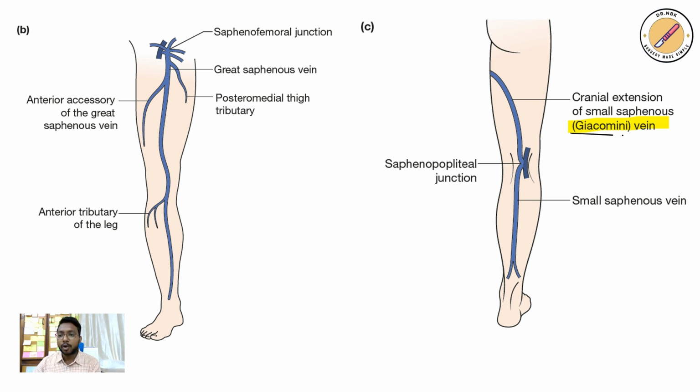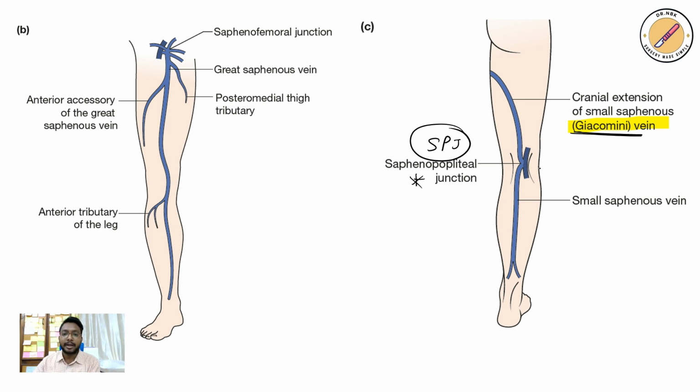Okay. Now, there are two important named veins we need to remember here. One is called Giacometti vein, which is nothing but cranial extension of small saphenous vein. Normally, great saphenous vein will terminate at the level of saphenofemoral junction, which is 3.75 centimeter below and lateral to the pubic tubercle. That is called saphenofemoral junction. And similarly, short saphenous vein will terminate at a point called SPJ, which is saphenopopliteal junction.